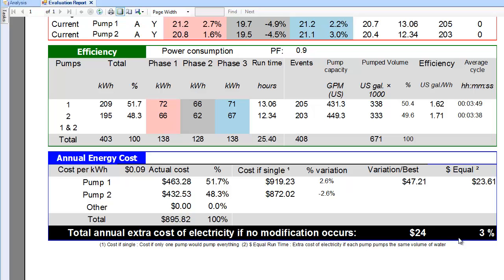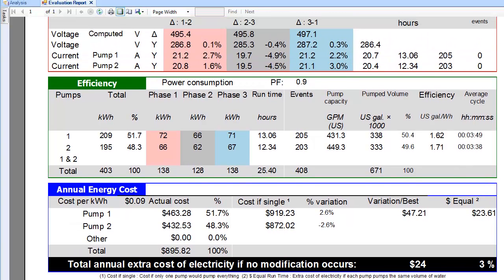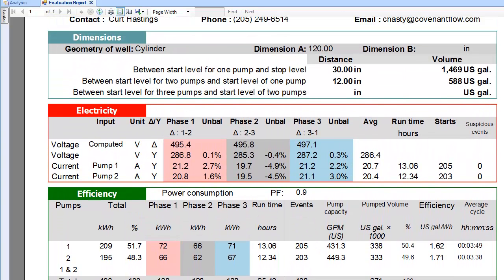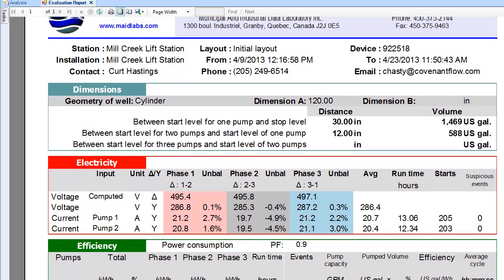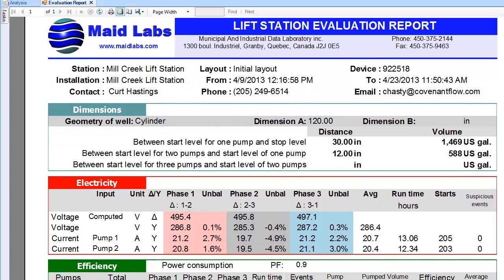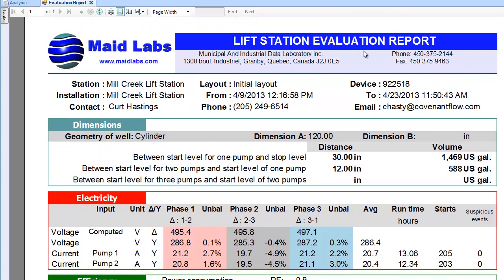That's not a reason to even go out to the station. This is a very good station. Its cost analysis is looking very good. The efficiencies are looking very good, and the balance and unbalance on the motors are looking extremely good as well on this station. And that's your lift station evaluation report. Also, your lift station evaluation report can be printed off directly or saved, exported as an Excel, PDF, or Word document.